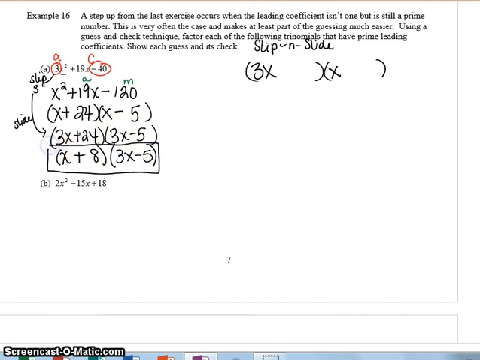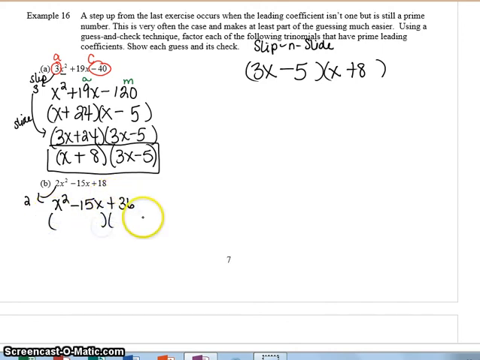So now if you go back up top, we knew that it was going to be a 3x and an x. It's 3x minus 5 and x plus 8. And don't forget, you can always check these by foiling or doing the box method to make sure it's right. Okay, so next one again. I slip out the 2. I'm left with x squared minus 15x, and then 18 times 2 is positive 36.